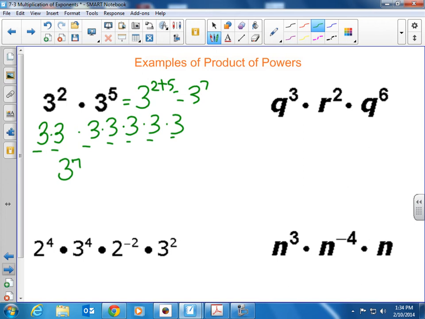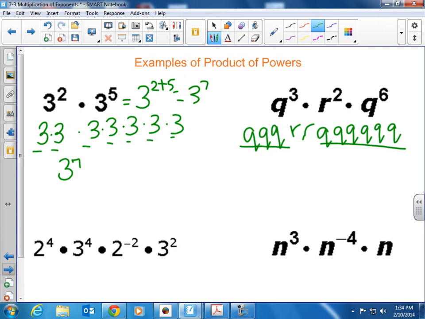All right, let's look over here at this example with q's and r's. I have q to the 3rd, which is q times q times q. R squared is r times r. Q to the 6th is q 6 times. Okay, so I can write this out as long as they don't give me like q to the 100. But while the numbers are small enough, until we get the hang of it, we can write it out long like this. Now I'm going to combine everything that I can combine. Well, I have 3 q's here and 6 q's. That makes a total of how many? 9 q's. The r's can't be combined with q's, so I just write their total right next to it.